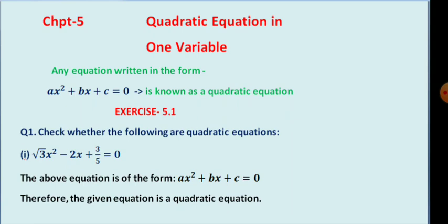Now moving on to exercise 5.1. Question number 1. Check whether the following are quadratic equations. So number 1 is root 3 x squared minus 2x plus 3 by 5 equals 0. We just have to check whether this is in the form of ax squared plus bx plus c equals 0. And yes, it is in the same form. We have x squared, we have x, and we have a constant 3 by 5. Hence, we can say that the given equation is a quadratic equation.